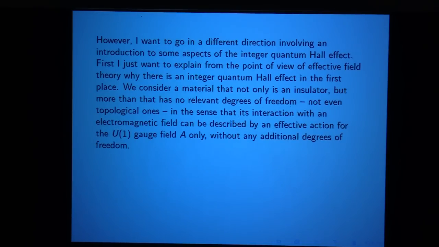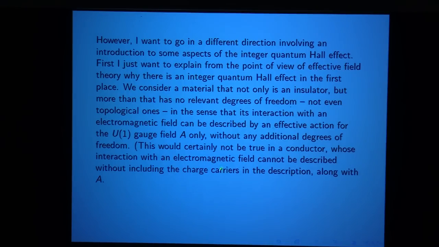So we consider a material that's an insulator, but more than that, it has no relevant degrees of freedom, not even topological ones, in the sense that its interaction with an electromagnetic field can be described by an effective action for the U(1) gauge field A of electromagnetism only, with no additional degrees of freedom. So the parenthetical remark that there are not even topological relevant degrees of freedom might be baffling if you haven't encountered it before, and we'll explain it later. I had to make it at least as a parenthetical remark now, just to make my statement correct.